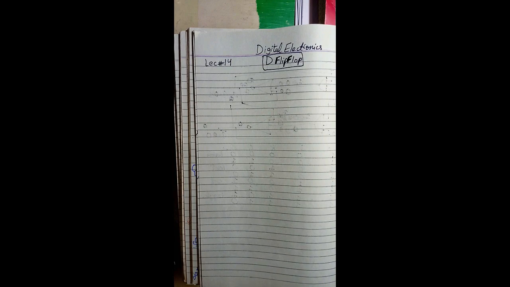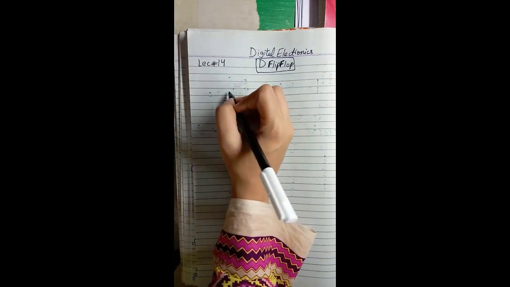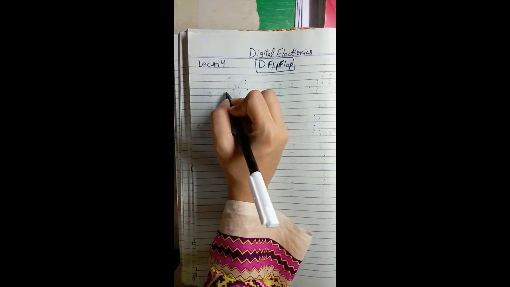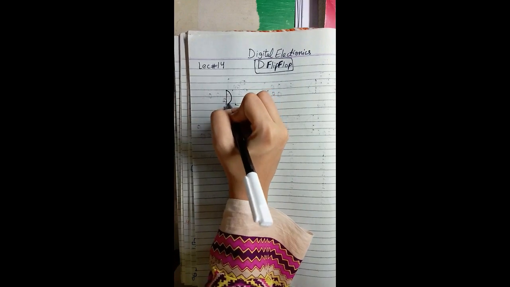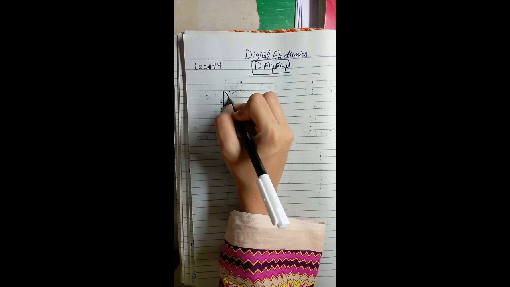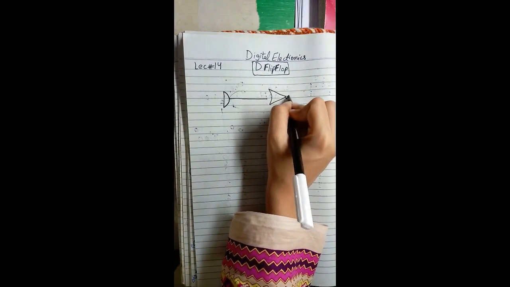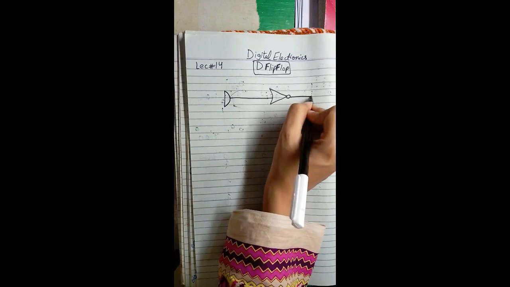In today's lecture, we will study the D flip-flop. This is our 14th lecture of our course Digital Electronics. Our D flip-flop starts the same as the JK flip-flop. First of all, we have the AND gate, and it is connected with the NOR gate. This is our NOR gate, and we will have the output.